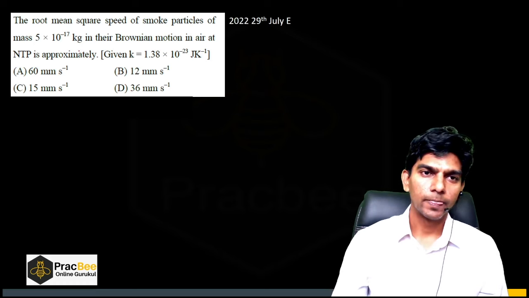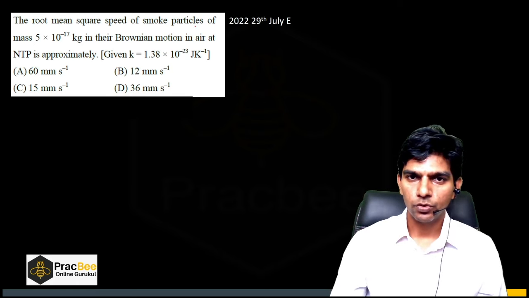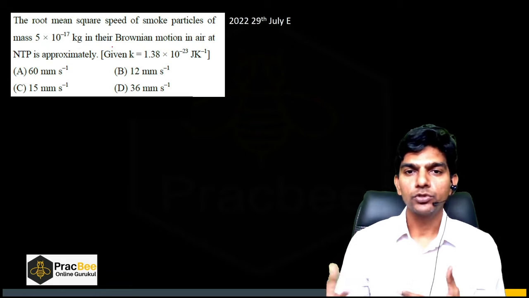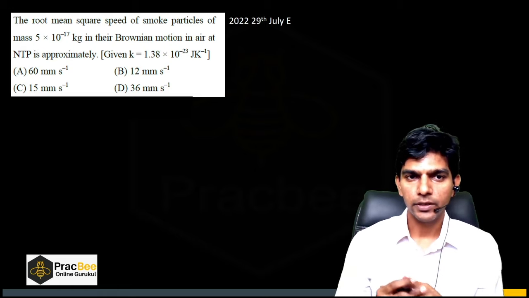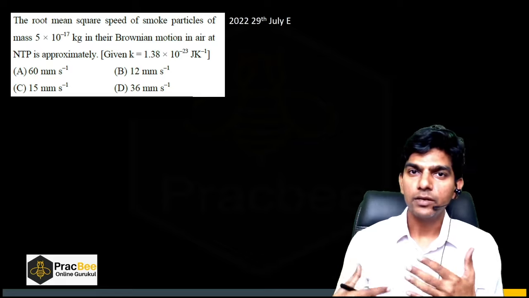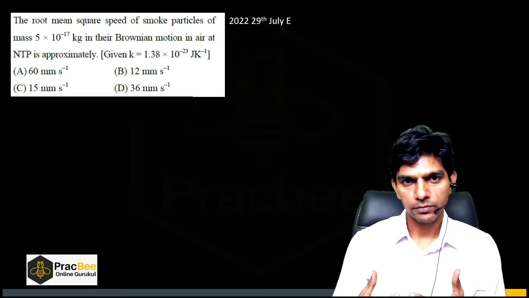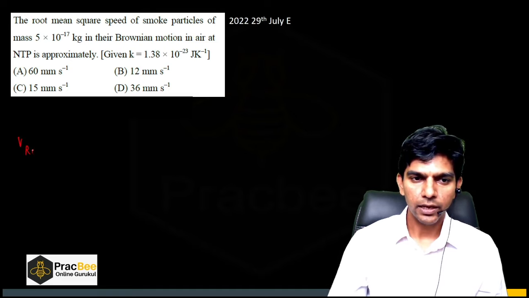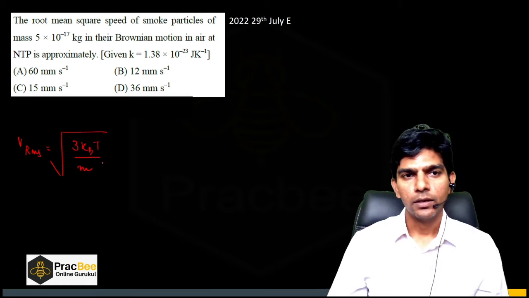Now let us see this question. The root mean squared speed of a smoke particle of mass 5 into 10 raised to minus 17 kilogram in its Brownian motion in air at NTP is approximately. Now, what is Brownian motion? It is just like the random motion that we talk about for gas molecules. It is a similar motion. So if it is random motion, we can again apply the same formula, that is Vrms equals root of 3 kB T by small m.